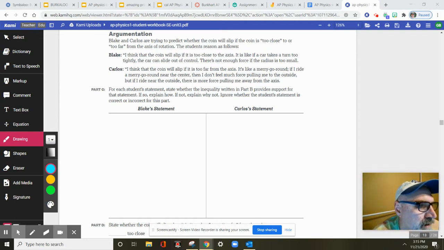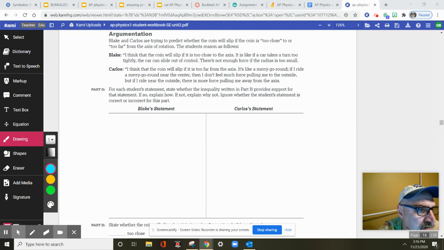All right, Blake. I think the coin will slip if it's too close to the axis. It is like if a car takes a turn too tightly, the car can slide out of control. There's not enough force if the radius is too small. I think the coin will slip if it's too far from the axis. It's like a merry-go-round. If I ride a merry-go-round near the center, I don't feel much force pulling me to the outside, but if I ride near the outside, there's more force pulling me away from the axis.